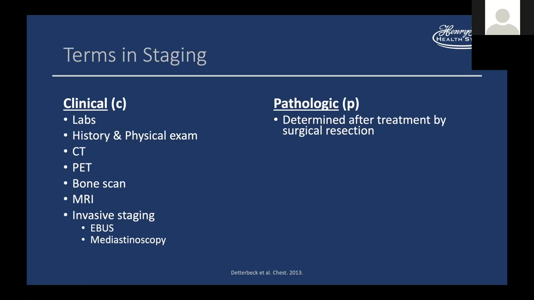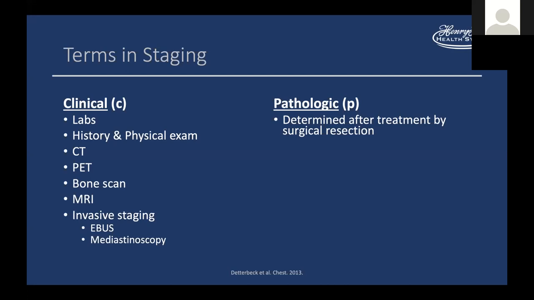When we're talking about staging, the two main terms that are used are clinical versus pathologic, and these letters come before the TNM staging, which we'll talk about. But clinical basically is any information you can gather in terms of staging without surgery. So labs, patient's history and physical exam, any imaging modalities, including CT, PET, bone scan, or MRI. And then clinical does also include invasive staging by EBUS or mediastinoscopy.